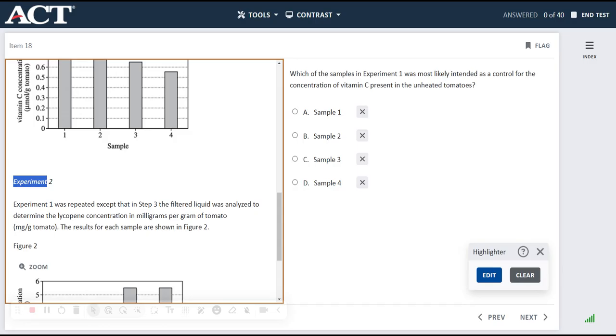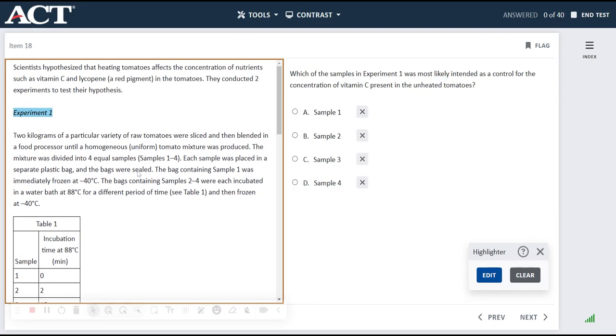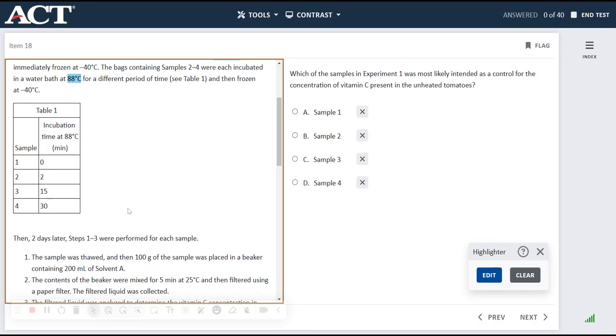In our DRC approach, R stands for research and reads. You're going to read not super carefully, just enough to know what's going on. So they're hypothesizing that heating tomatoes affects concentration of nutrients. Looks like we have vitamin C and lycopene. It looks like they're taking 4 samples, samples 1 to 4. Sample 1 was immediately frozen. Okay, and then samples 2 to 4 were incubated at 88 degrees. So sample 1 is probably a control, and the others are heated. They're seeing if heating them is going to reduce vitamin C or lycopene.